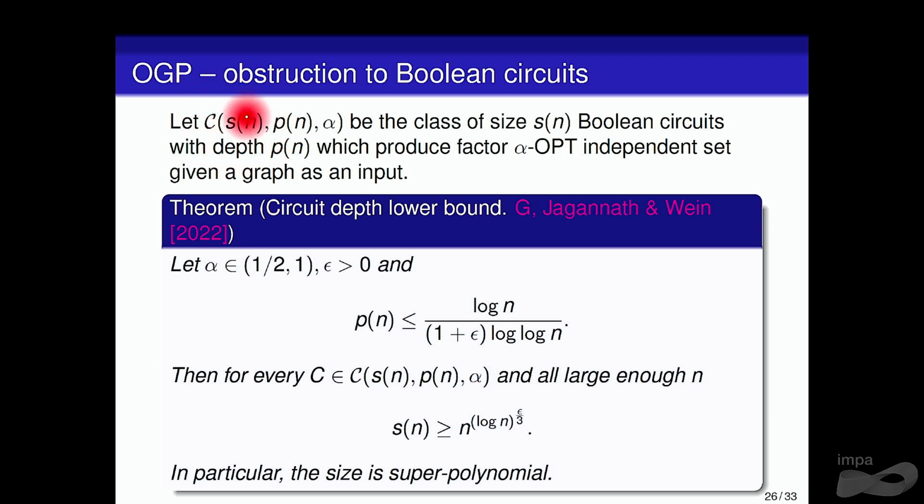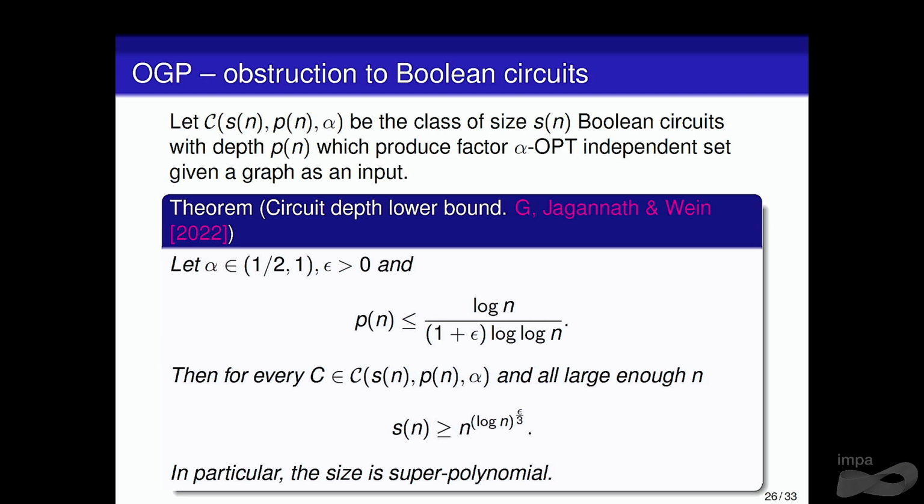They have a size at most S sub n that we will say something about. This is the number of gates in these Boolean circuits. They have a depth at most P sub n. So these are upper bounds on the sizes. This is a class of Boolean circuits with size at most S sub n, depth at most P sub n, and parameterized by alpha. That means this is a class of Boolean circuits that produce factor alpha optimum independent sets in graphs. So we want a collection of Boolean circuits that satisfies these three criteria: solves the problem within alpha proximity to optimality, and has this bound on size and this bound on depth.